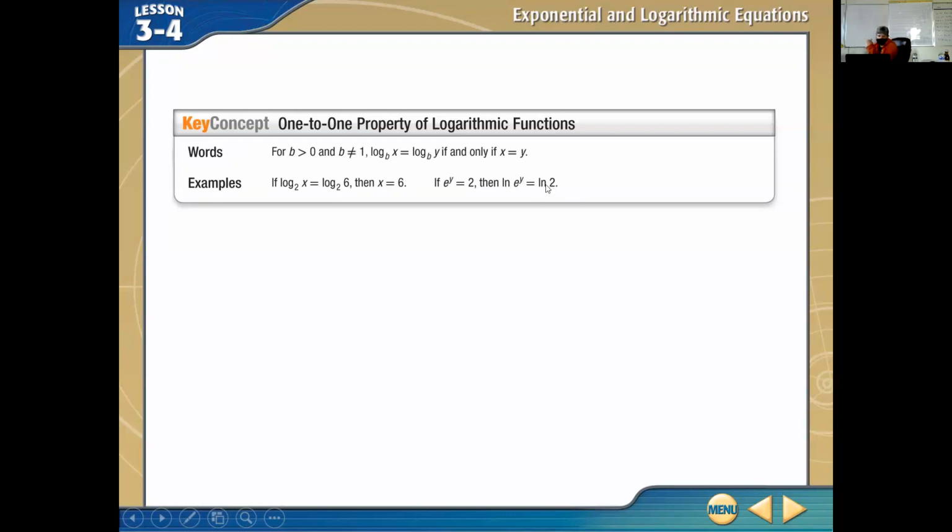So like I said, you want to use these inverse properties to help yourself because you can remove logarithms that way. But the key is whatever you do on the left, you have to do on the right.